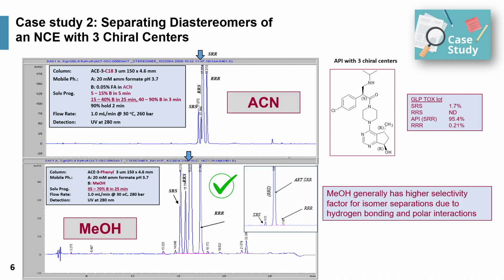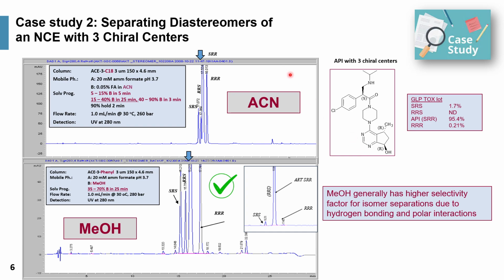In case study 2, we document the separation of diastereomers of an NCE, a new chemical entity with 3 chiral centers. Here is the structure of the NCE, which has 3 chiral centers. And therefore, the total number of diastereomers is 8.